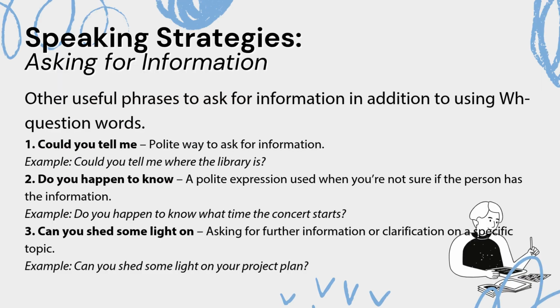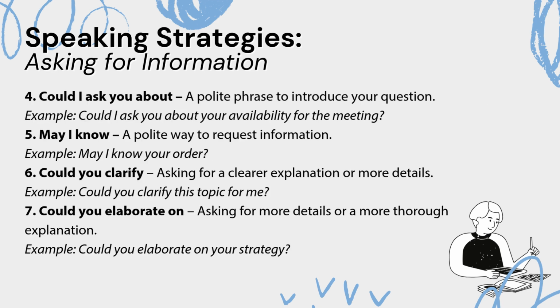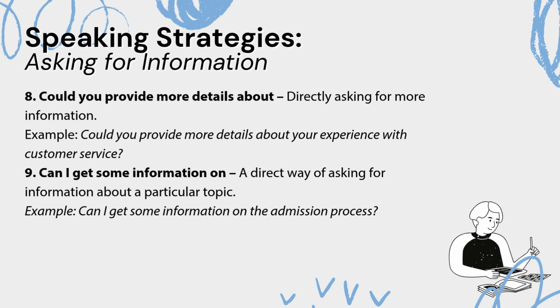In addition to using WH questions, you can also use these phrases to ask for information politely. Could you tell me? Do you happen to know? Can you shed some light on? Here are a few more examples. Could I ask you about? May I know? Could you clarify? Could you elaborate on? These phrases are great too. Could you provide more details about? Can I get some information on?